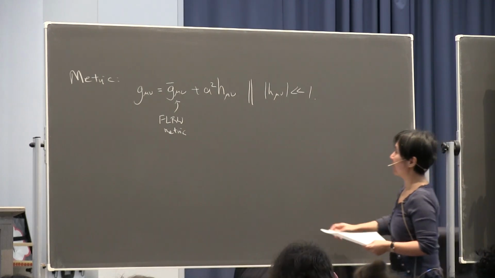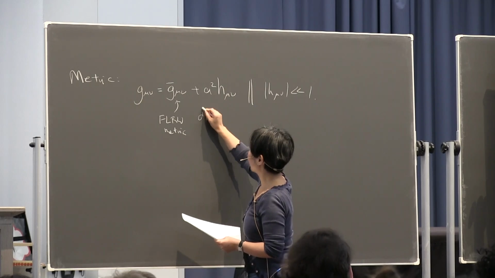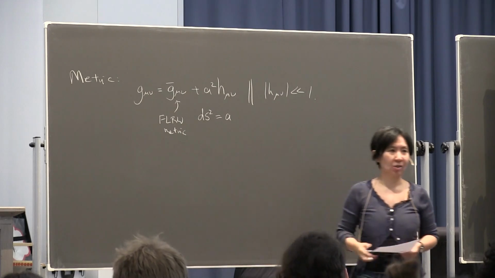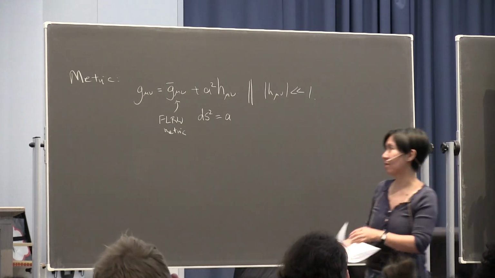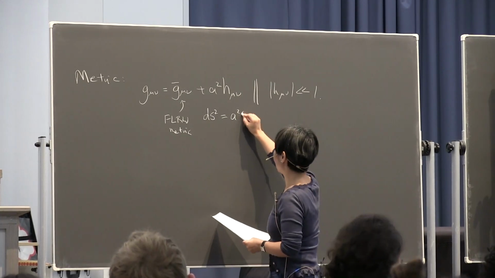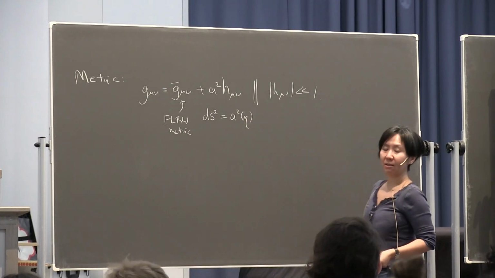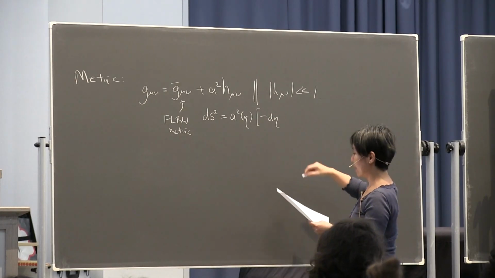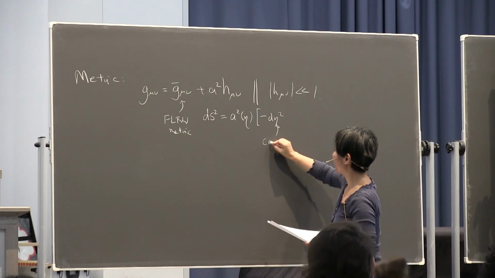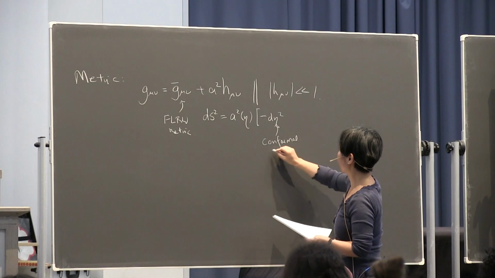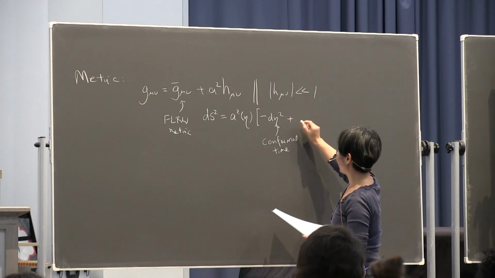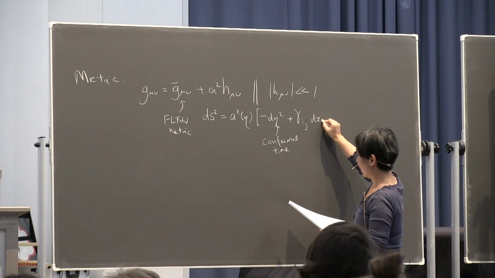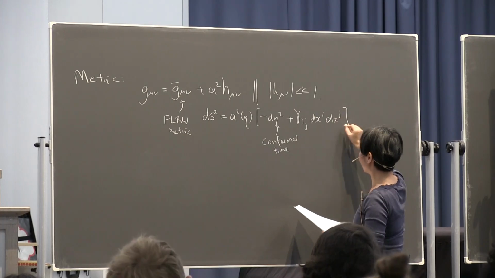And just to remind you, the FLRW metric looks something like this. So this is the line element. And we tend to like to use conformal time in perturbation theory, it just makes things a bit nicer to work with. So I factor the scale factor out the front, and the time part here is minus d eta, so eta is the time parameter, the conformal time, as said. And I'm just going to write the rest of the metric as gamma ij dx^i dx^j.